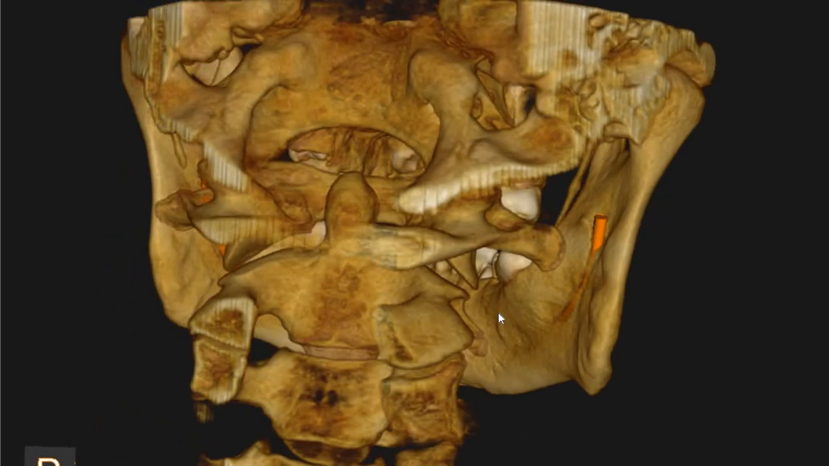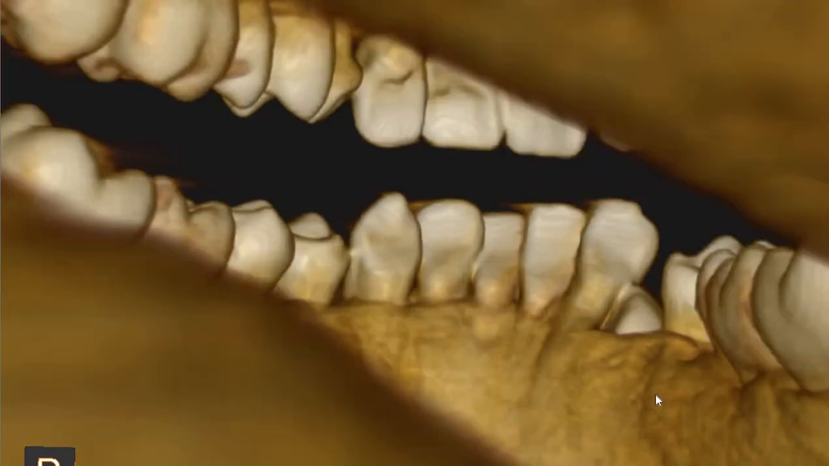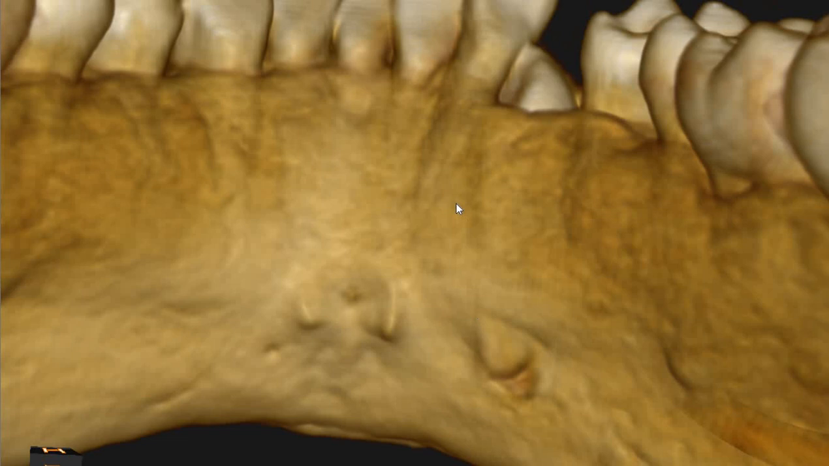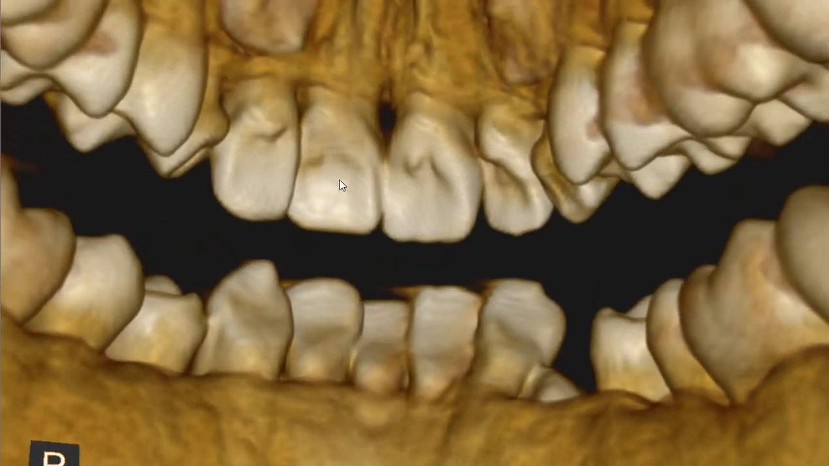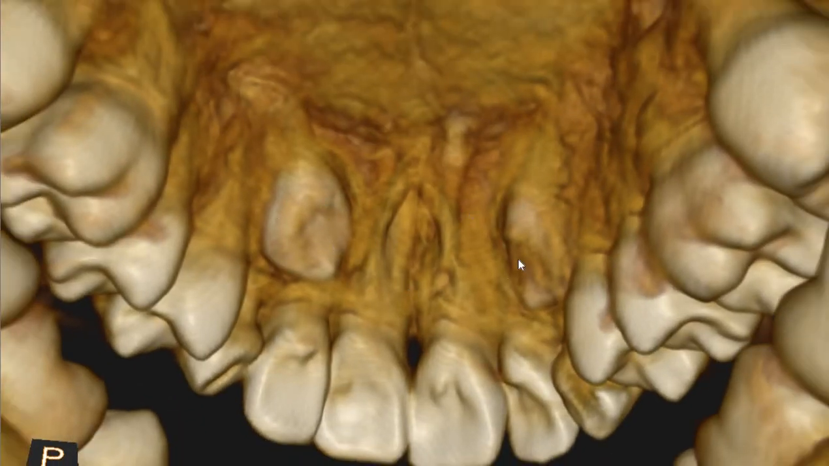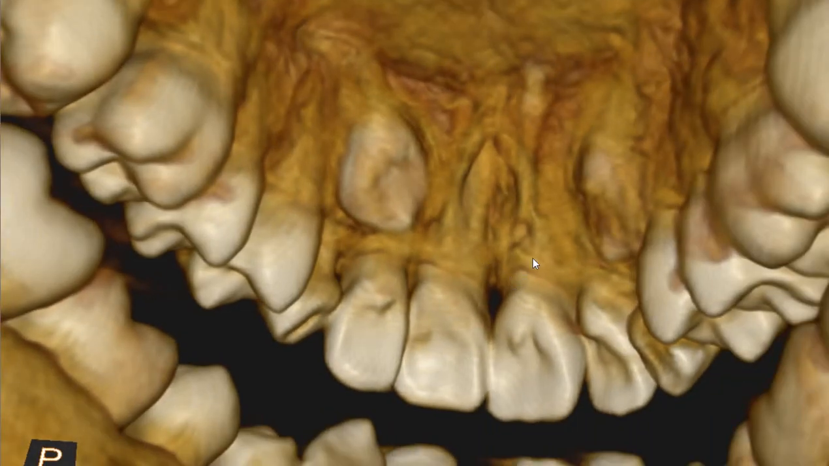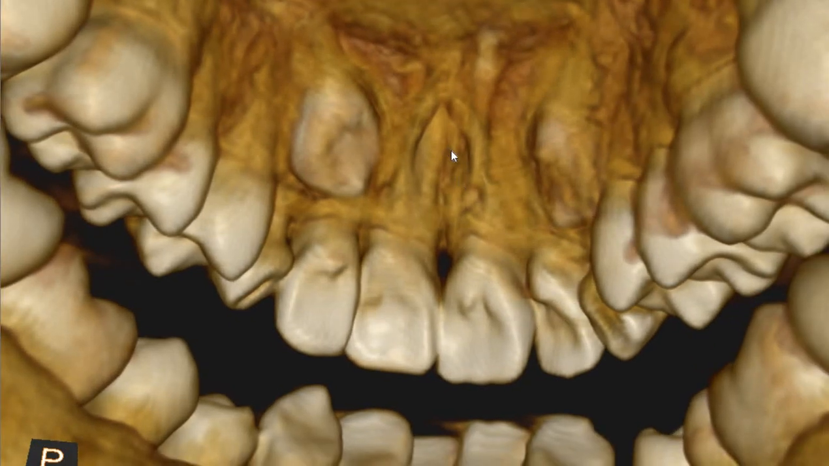On the 3D rendering, we're going to show you the 3D rendering. So this is the lower right canine right here. This is the apex of the lower right canine. And as we move to the upper arch here, you can see both the canines are placed quite significantly palatally, and they have perforated the cortical plate. This is the incisive foramen in the upper arch.